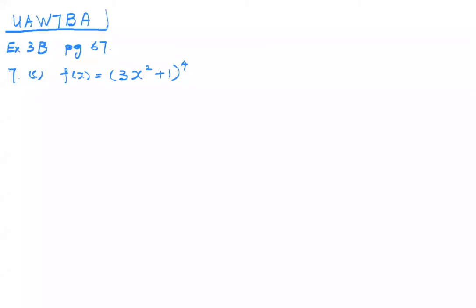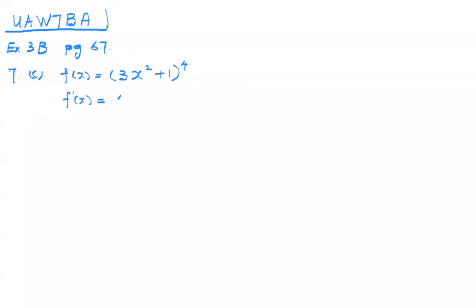Okay, so I'm going to do this question. This question is asking us to find the interval where the function is increasing or decreasing. So we have to draw the sign diagram of f prime x. Sorry, f prime x. When we want to get f prime x for this case, we have to use the chain rule.